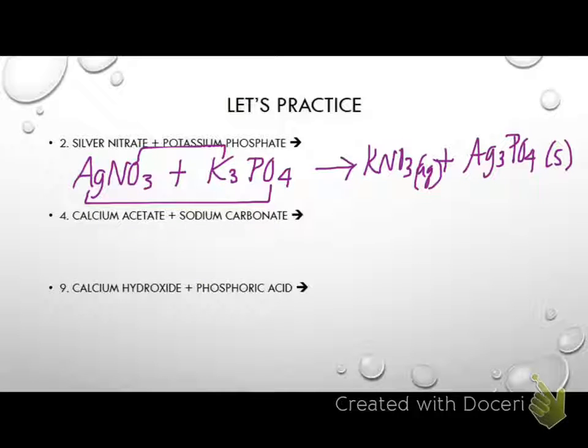Now, I am going to balance that because I have 3 silver. I need to put a 3 right here. I have 3 potassium right here, so if I put a 3 right here, it takes care of it. Okay?